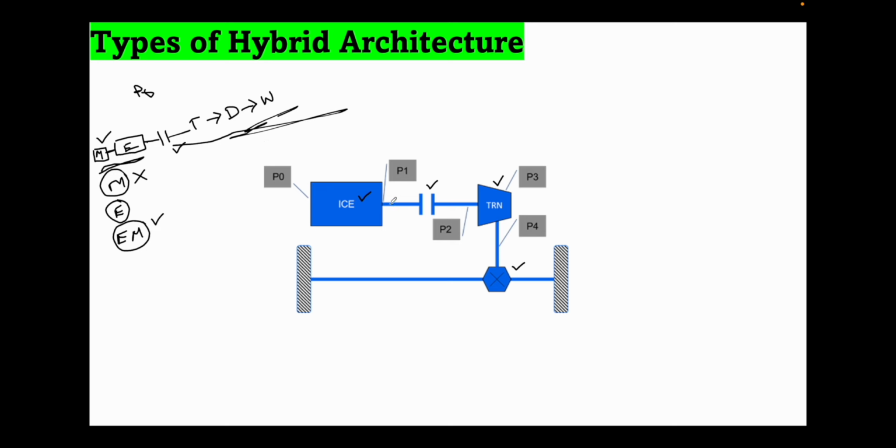If we now place the motor here after the engine, how will the structure look? So this is P1. You will have the engine, then you will have your motor, and you will have your clutch, and then you will have your transmission, and you will have your differential, and then you will have your wheels.